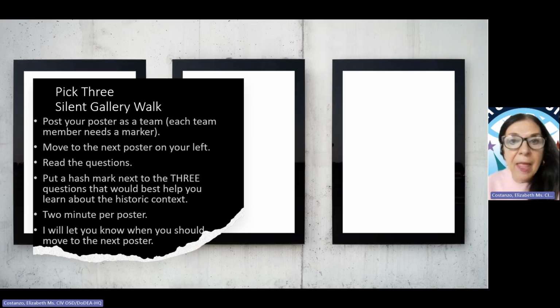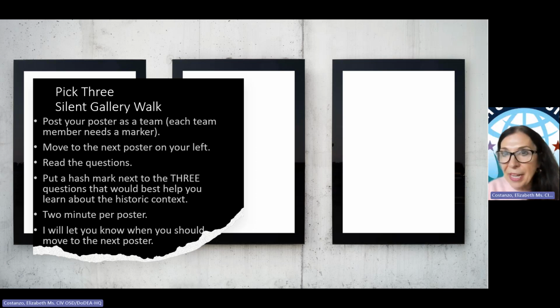All right, great job. So you're now going to participate in a silent gallery walk. During this walk, you're going to select the 3 questions for each category that you think would be the best question to research to learn more about the context of the Great Depression. So here's how this is going to work. As a team, you're going to post your poster around the room. Okay, so you're going to find a spot where you're going to post your poster. When you go to post your poster, don't move yet. Bring a marker with you, and everyone needs their own marker, okay? So let's go ahead and have everyone hang up their posters, bring your marker with you, and spread them out around the room.